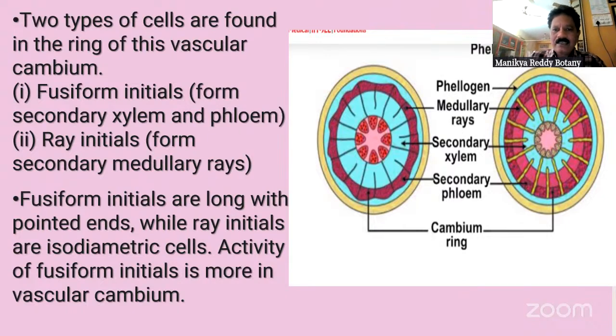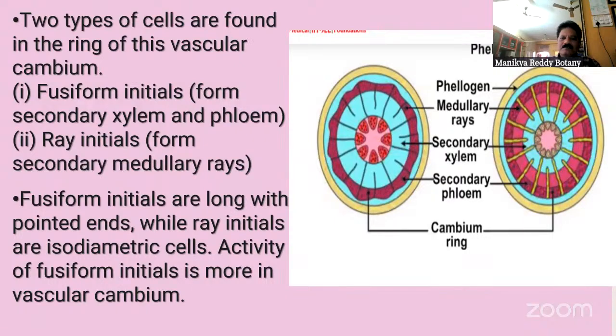In the vascular cambial ring, two different types of initial cells are present. One kind of initial cell is called the fusiform initial. The daughter cells formed from the fusiform initials develop into secondary xylem towards the inner side and secondary phloem towards the outside. And a few cells in the cambial ring, that is the ring of cambium, are ray initials, since they form the secondary medullary rays.